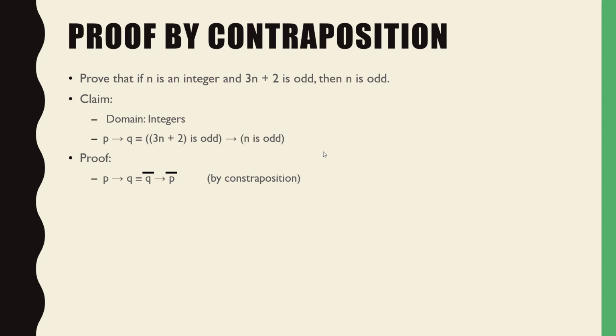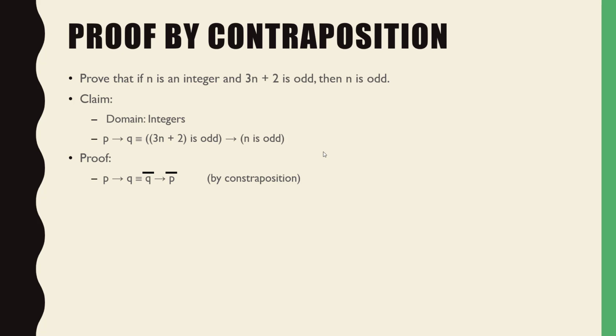What am I now claiming? How would I read "not Q, therefore not P" in English terms? If n is even, then 3n plus 2. Yeah, that's correct. Let's break it down a little bit though. I'm claiming if n is not odd, therefore 3n plus 2 is not odd. Well, the word for not odd is even, obviously. So what I'm claiming is if n is even, therefore 3n plus 2 is even.